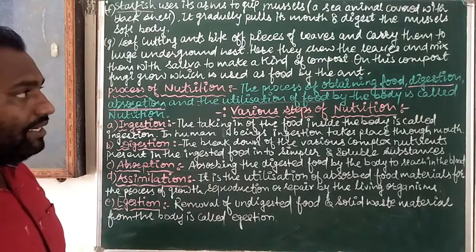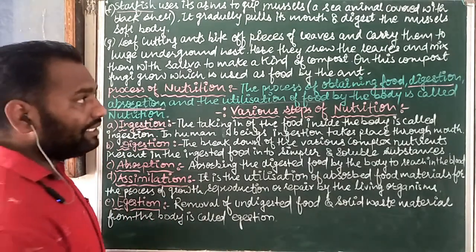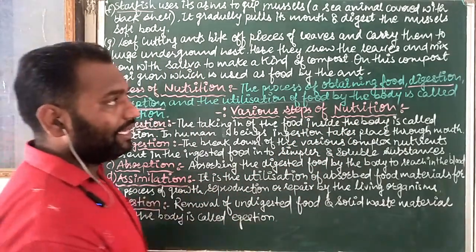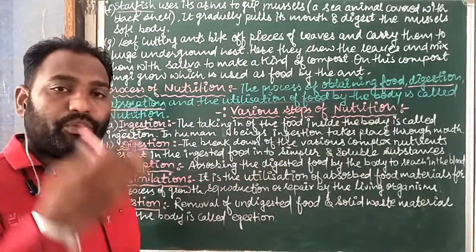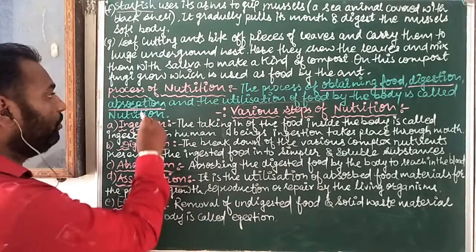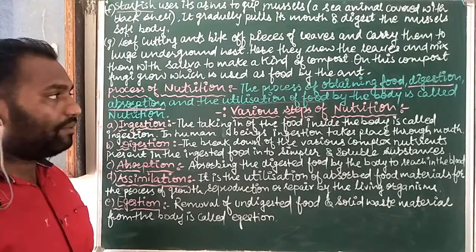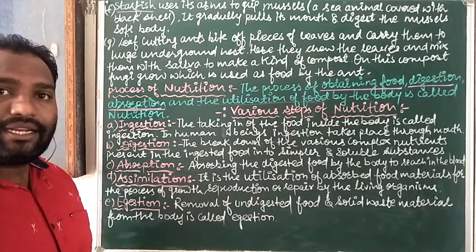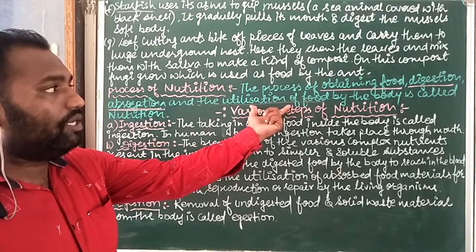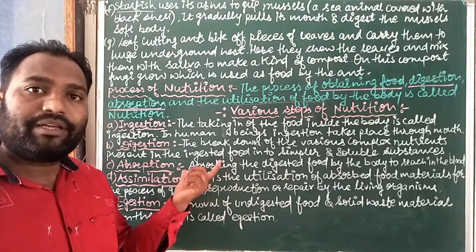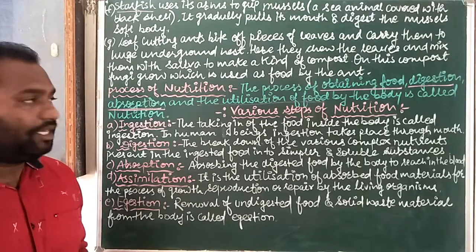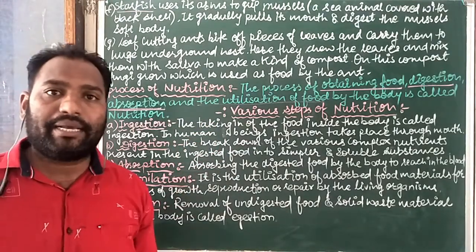So you should understand the definition of nutrition. First they have to reach the availability of food, and when they get food, they digest it to take it inside their body. After digestion, when the nutrients come out of the food, they are absorbed by the body parts. Once the nutrients are absorbed, they can be utilized by the body organs. That is known as nutrition. Now we have to see the various steps of nutrition.